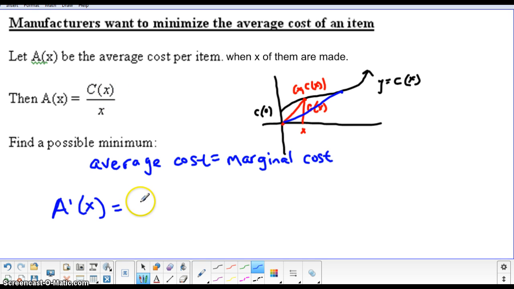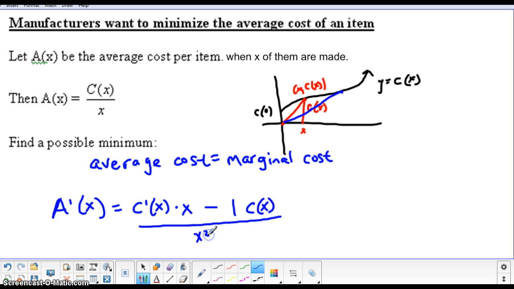So I'll start off with the derivative of u, which in this case is the derivative of my cost function, times my v, which is my denominator, so times x, and then I'm going to subtract the derivative of v. In this case, v is equal to x, and the derivative of x would be 1, times my u, which in this case is the cost function. And then this would be all over x squared. That would be the v squared. So anytime we're trying to find the minimum cost, we're going to set our derivative to 0. So in this case, we'll set this equal to 0.